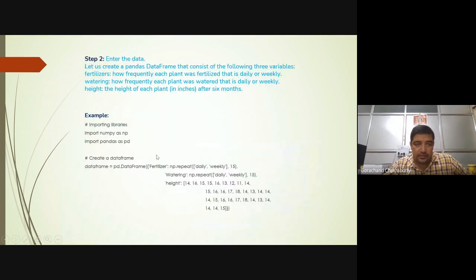So it is a data frame. We have created pd.DataFrame, and here three variables are there: fertilizer, watering, and height. So 15 means the number of times the experiment is happening, and that is actually this location indicates the repetition of the experiment. So this is 15s, and 15, 30 times we are observing the height of the plant. So that's why there are 30 results. 14 inches, 16 inches in this way. So this is the data frame.